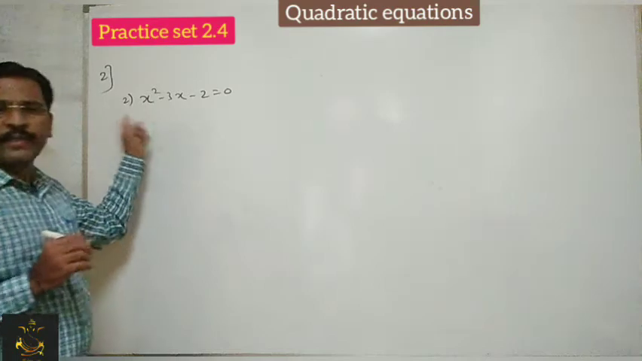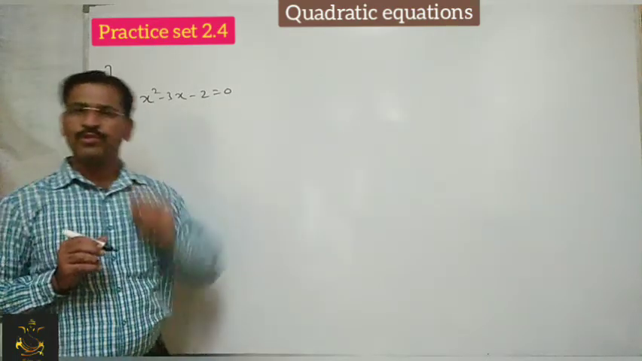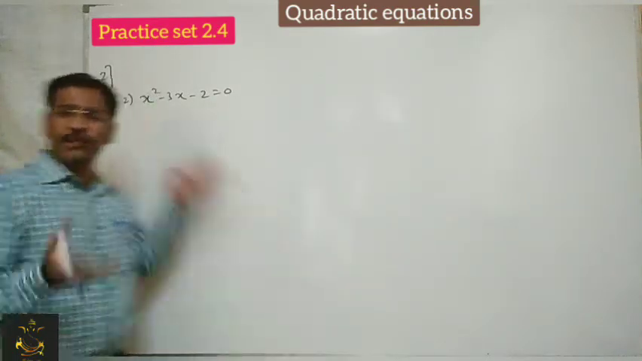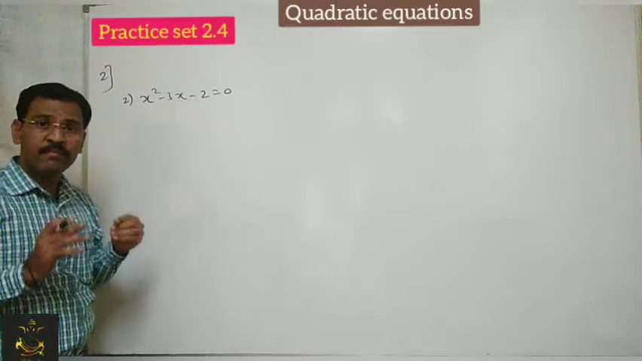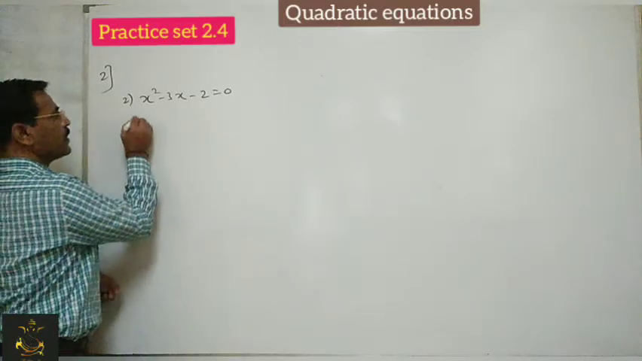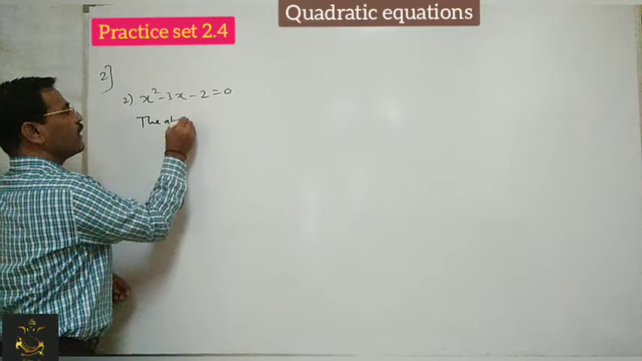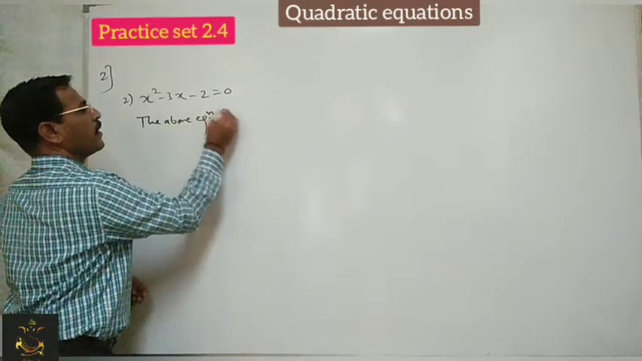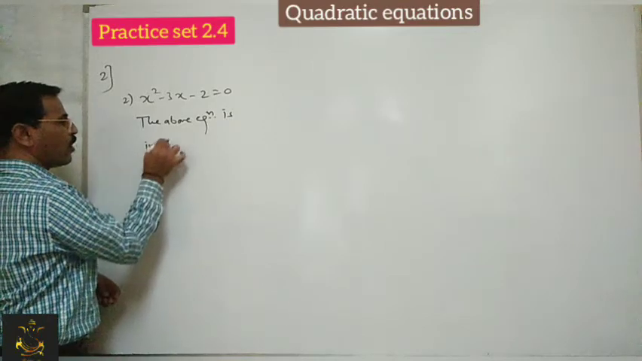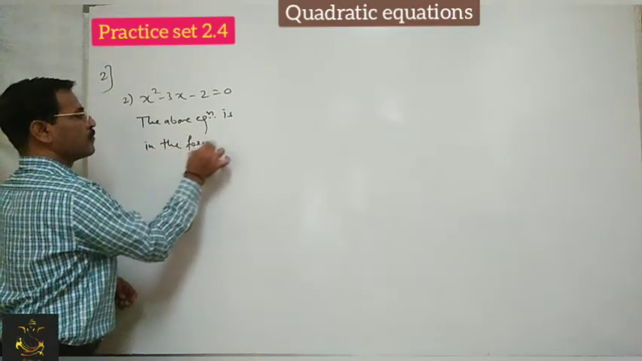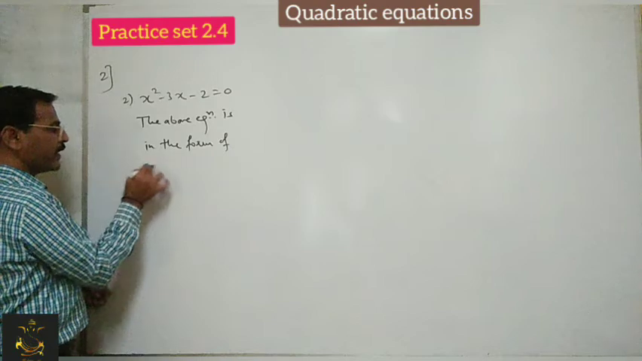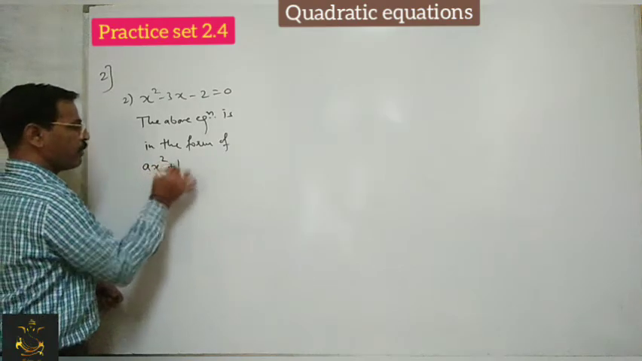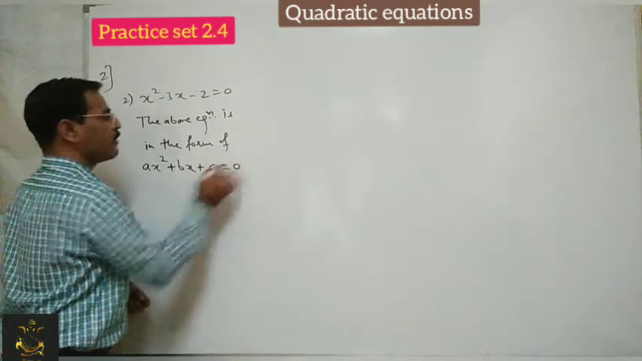See here, x square minus 3x minus 2 equal to 0. Again by formula method. Now tell me, is it in neat form? Yes. So right here, the above equation is in the form of, yes, tell me, that is the standard form ax square plus bx plus c equal to 0.